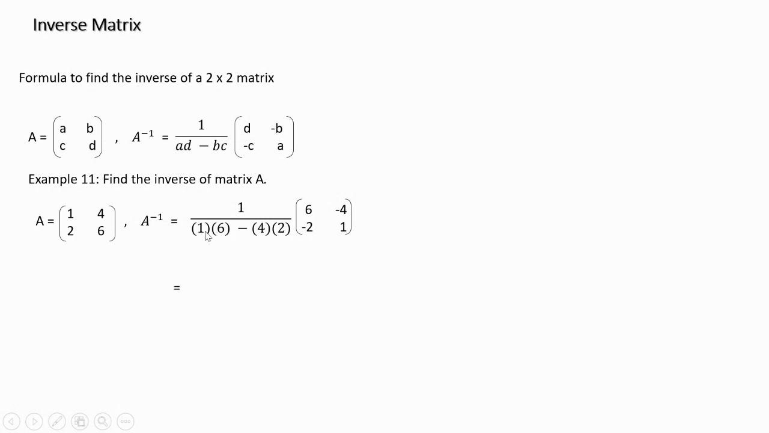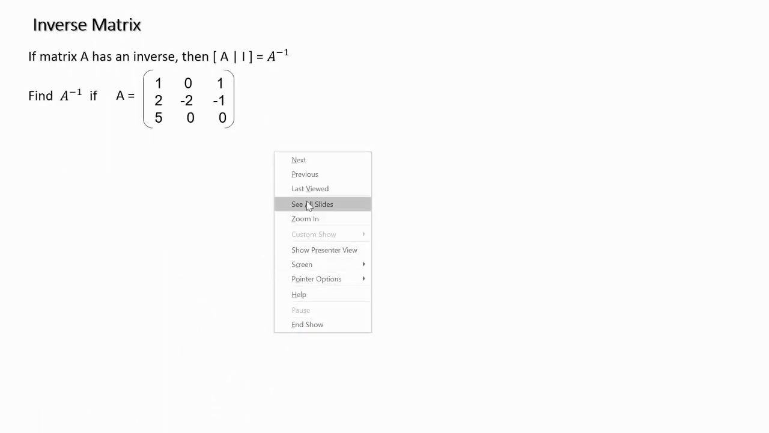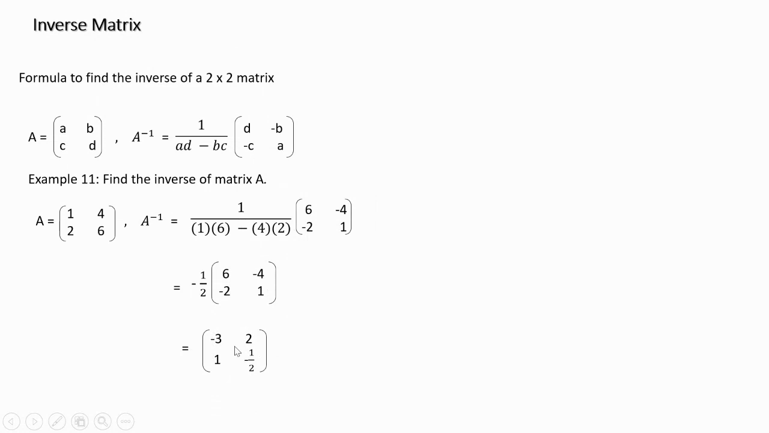So here, this will be 1 over 6 minus 8. It's going to give us negative 1/2. So I'm going to multiply negative 1/2 times the elements on the corresponding matrix, which will give us negative 1/2 times 6 will give us negative 3. Negative 1/2 times negative 4 will give us positive 2. Negative 1/2 times negative 2 will give us a positive 1. And negative 1/2 times 1 will give us a negative 1/2. So that's my inverse. Okay, let me go back. So this is my inverse, guys, and we got the same thing as what we did earlier.